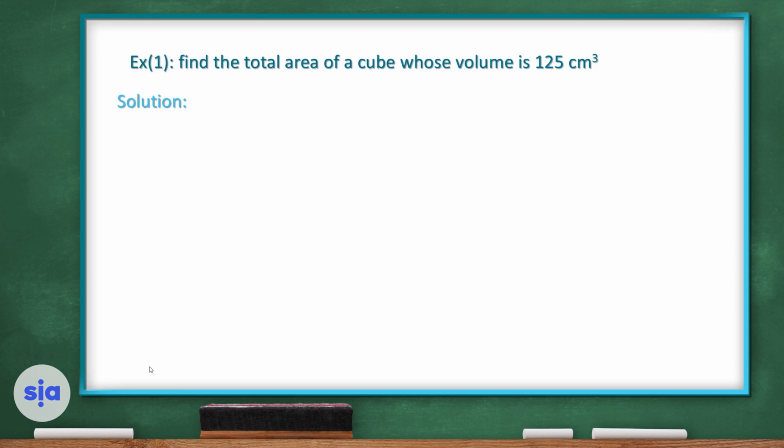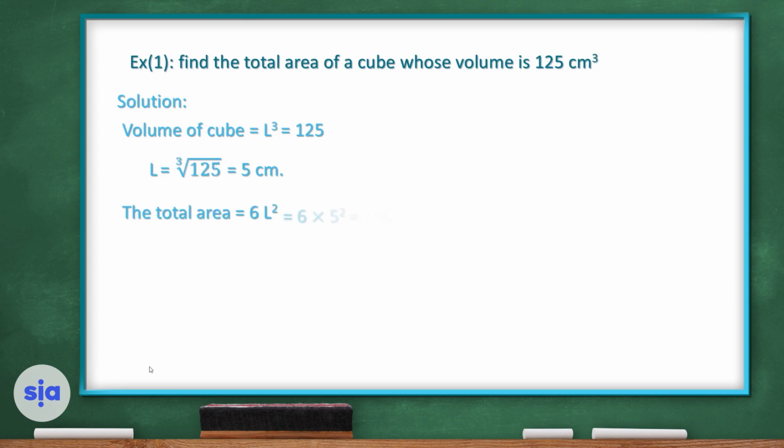Let's move now to exercise number 1. Find the total area of a cube whose volume is 125 centimeters cubed. If the volume is 125 centimeters cubed, then L cubed equals 125. To find the length of the edge, we're going to take the cubic root of 125, so the edge is 5 centimeters. If L is 5 centimeters, then the total area is 6L squared, so it's 6 times 5 squared, which is 150 centimeters squared.